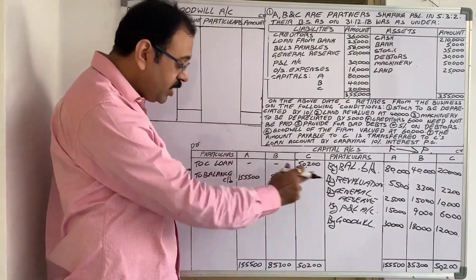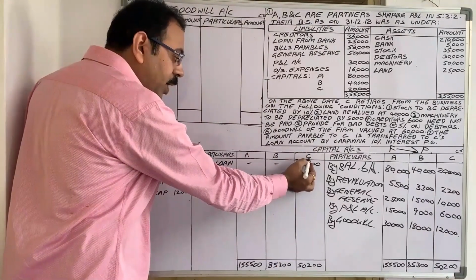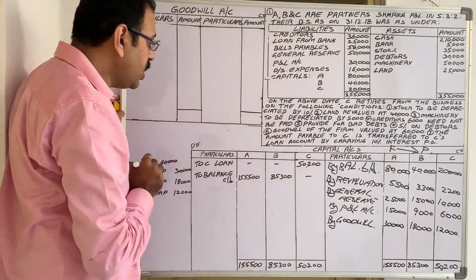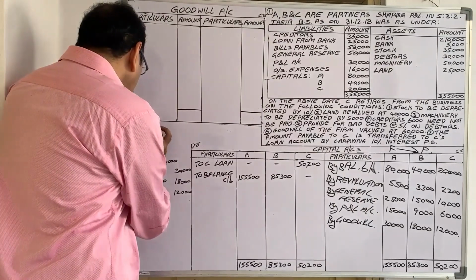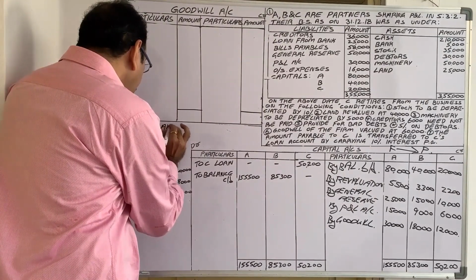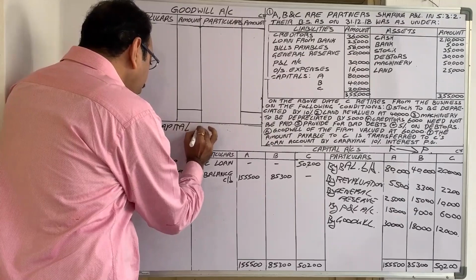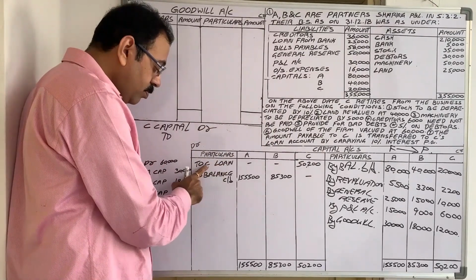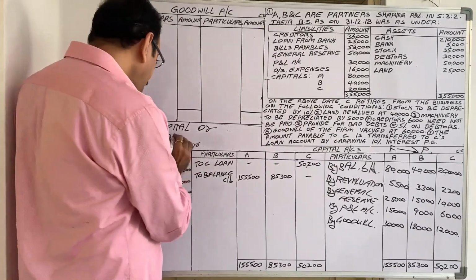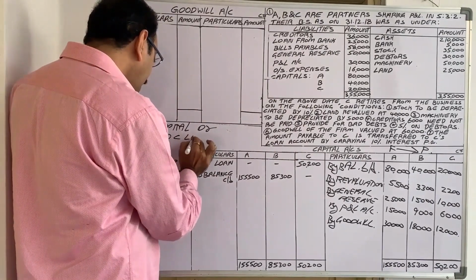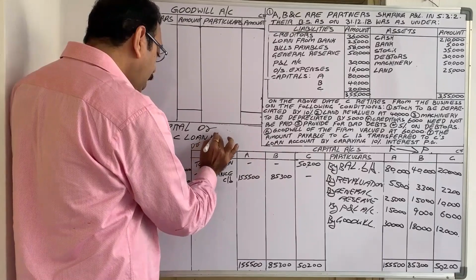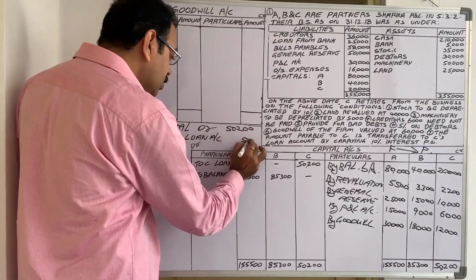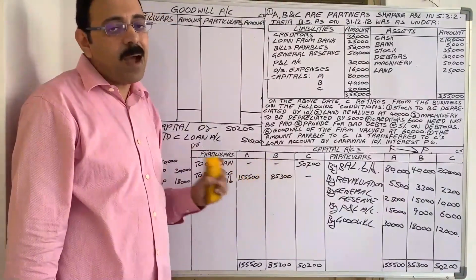So what is the entry for this? In C's capital account, we posted on the debit side now. If you want to post like that, then in the entry also C capital account is to be debited. And what did we write in the particulars column? C loan. Therefore, credit that account name, C loan account, 50,200 rupees.